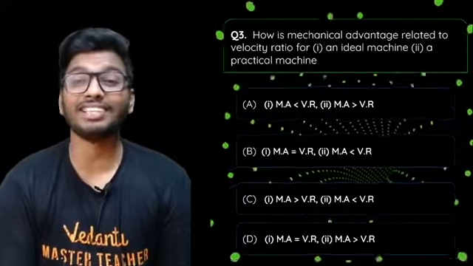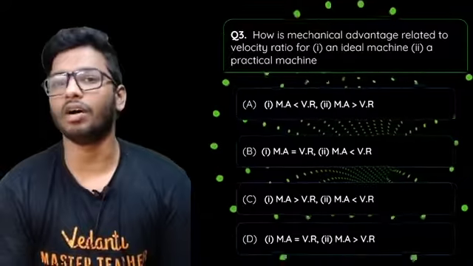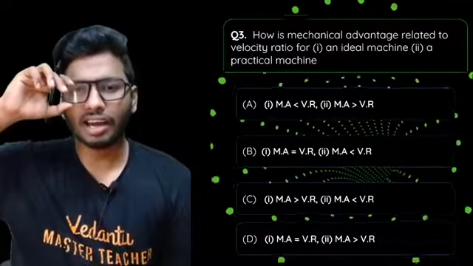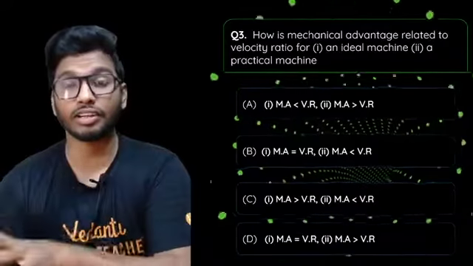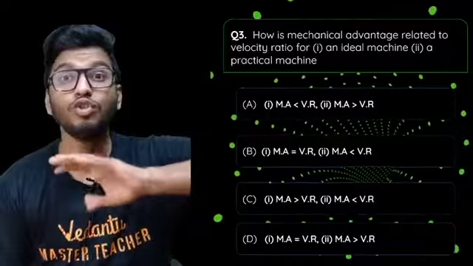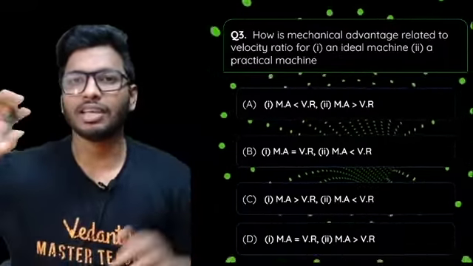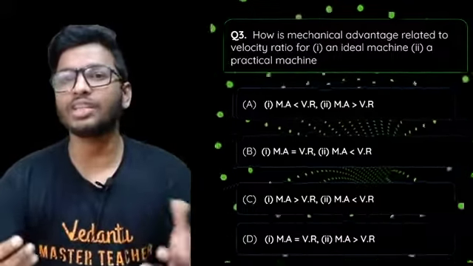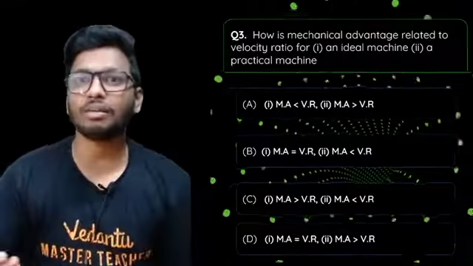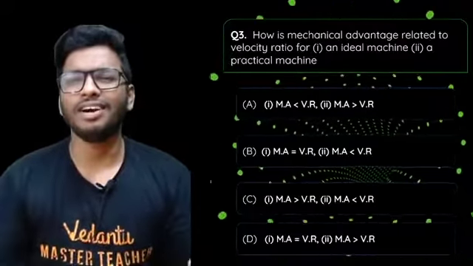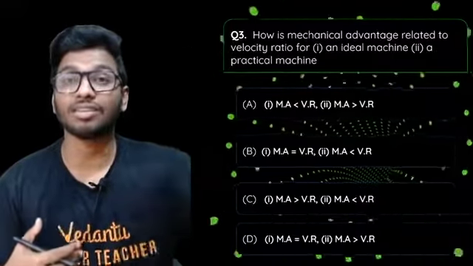How is mechanical advantage related to velocity ratio for an ideal machine and a practical machine? All right, so here's the thing, guys. They're asking what the relation would be between mechanical advantage and velocity ratio if the system is ideal. That means there is no loss whatsoever. Whatever effort you're putting in, you're getting the same amount of work done. So in that case, what would be the ratio between the mechanical advantage and velocity ratio? And in a practical machine, where there's a lot of loss and a lot of inconsistencies between the input work and the output work.